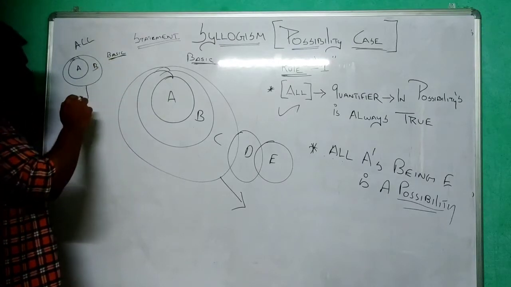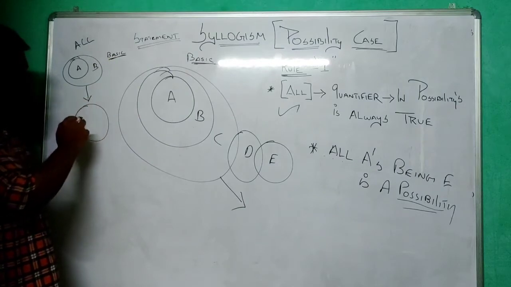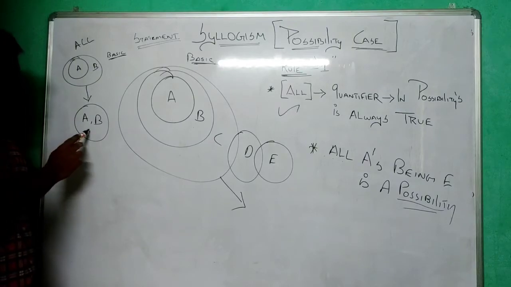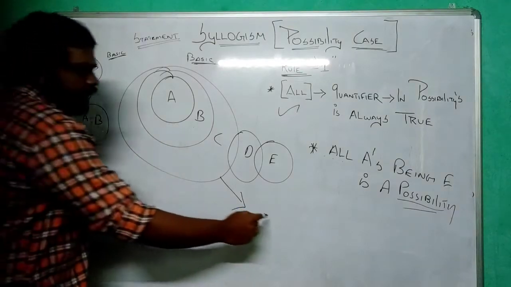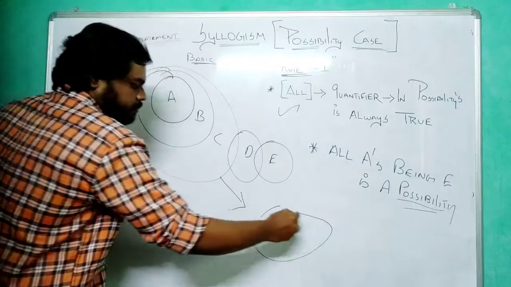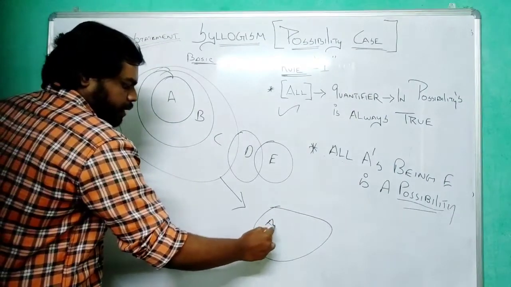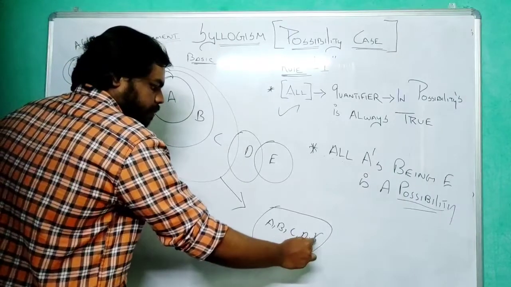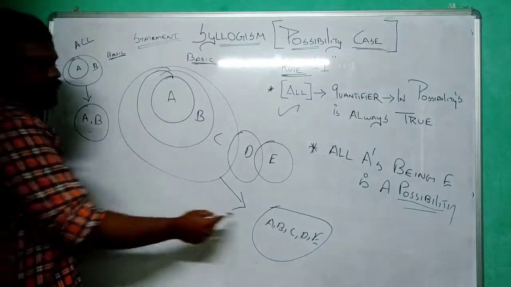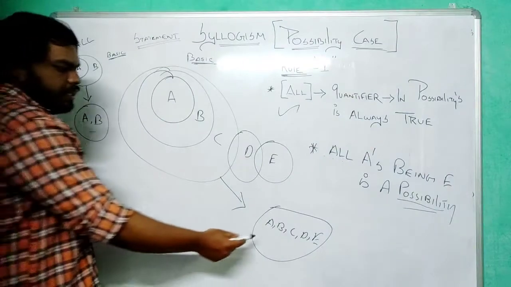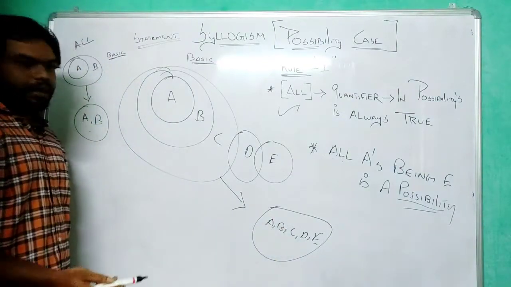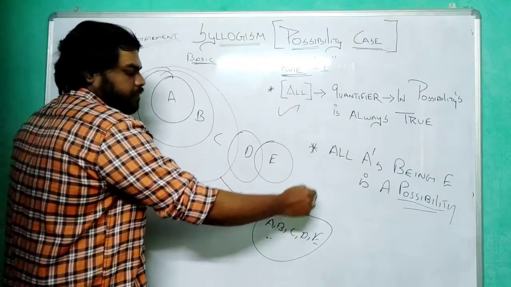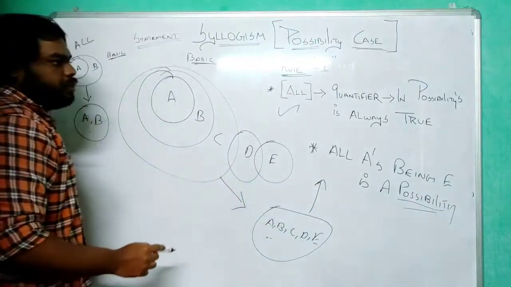We will be drawing the possibility case like this, right? All A is B. This is a definite possibility. So for this, I can draw like this: A, B, C, D, E. I can bring everything into a single circle and say that they are all interconnected with each other, right? This is a definite possibility. So by this, I can prove that the first rule stands true.